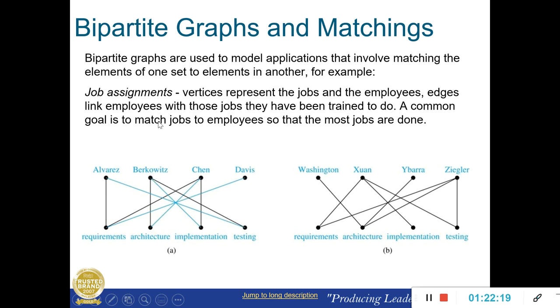So how do you optimize this? Davis can only do requirements. Davis cannot do anything else. So since Davis already does the requirements, you don't need Alvarez to do the requirements. Alvarez can be optimized to do the testing. Berkowitz can do testing, implementation, and architecture. Since Alvarez already does the testing, Berkowitz is better off doing the implementation. And then architecture, because Chen is doing the architecture, Berkowitz doesn't have to do the architecture. So you can remove all the black lines so that it becomes optimized. That way only one job is assigned to each person, so they are more focused and more reliable.